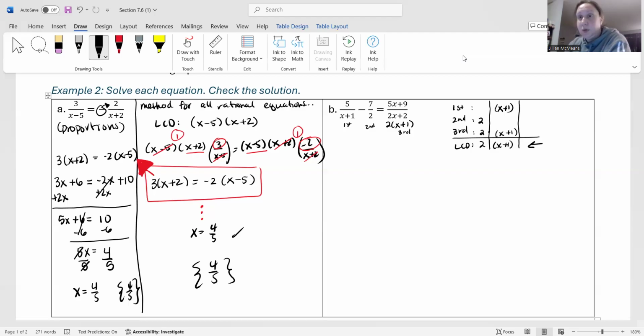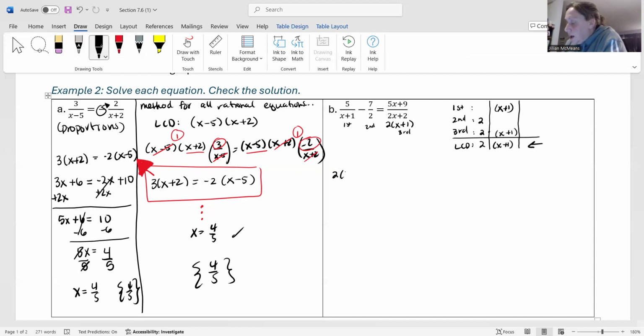So what we're going to do is multiply all of the terms by 2 times x plus 1. And remember, terms are separated by addition, subtraction, and equal signs. We have 3 terms here, so I'm going to multiply by the LCD 3 times. So let's see, I get 2 times x plus 1 times 5 over x plus 1 minus 2 times x. Hold on. Let me fix that because I'm going to run into my LCD table. Let me scoot that down a little bit.